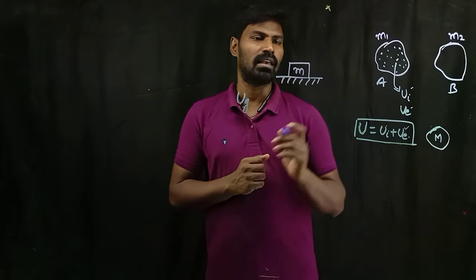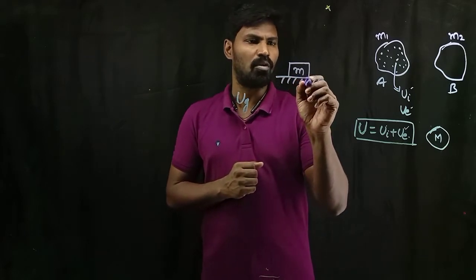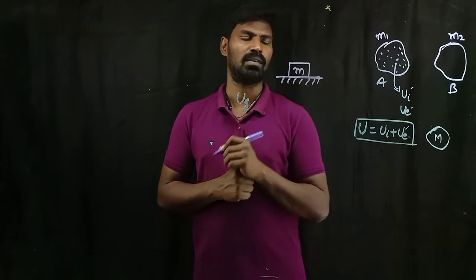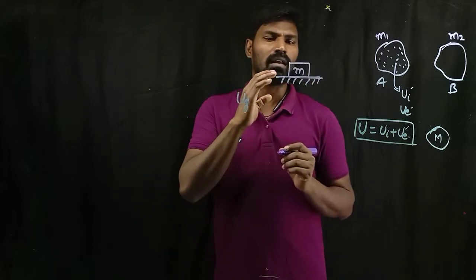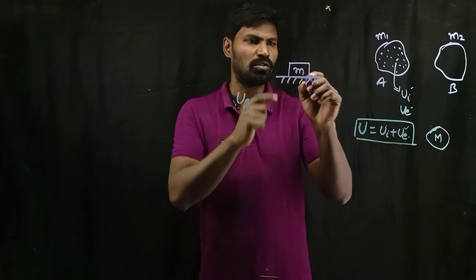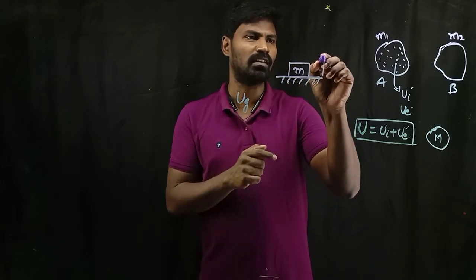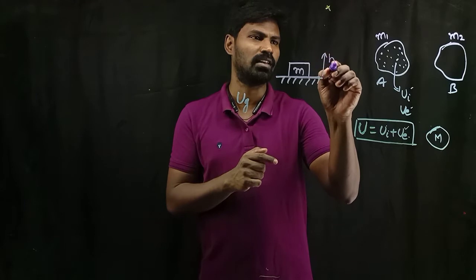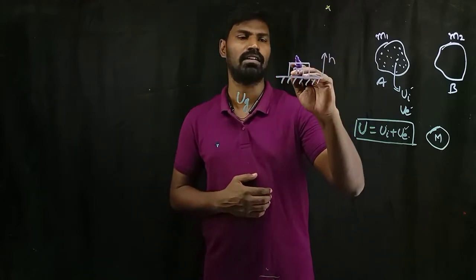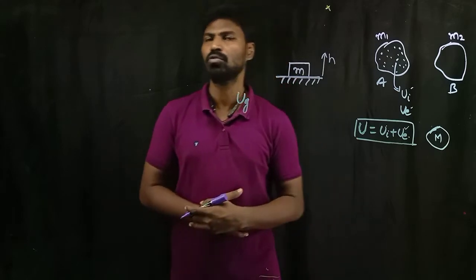Now what I am doing is, I keep this object on this surface, and I'm trying to define gravitational potential energy. To move this object through a distance, let me call it h, vertically upward, I need to do some work.